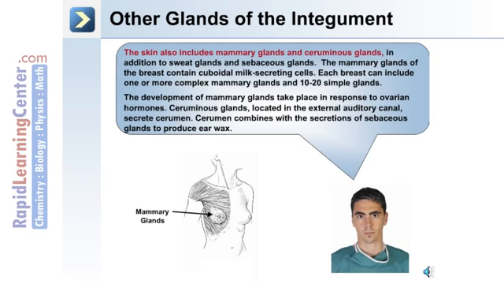Ceruminous glands are located in the external auditory canal and they secrete cerumen. Cerumen combines with the secretions of sebaceous glands to produce earwax.